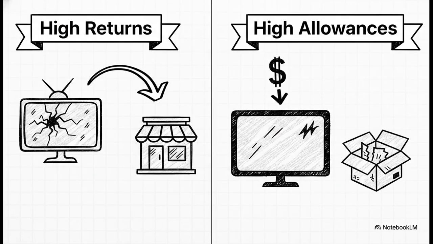Think about it this way. If a bunch of people are returning a new TV, it probably means something is fundamentally wrong with the TV itself. The screen is bad, the software is buggy, it's a bad product. But if a bunch of people are getting allowances for that same TV because of cracked screens, well, that tells a different story. The TV might be great, but it's getting damaged in transit. That's a shipping problem, not a product problem. See the difference? Two totally different issues needing two totally different solutions.